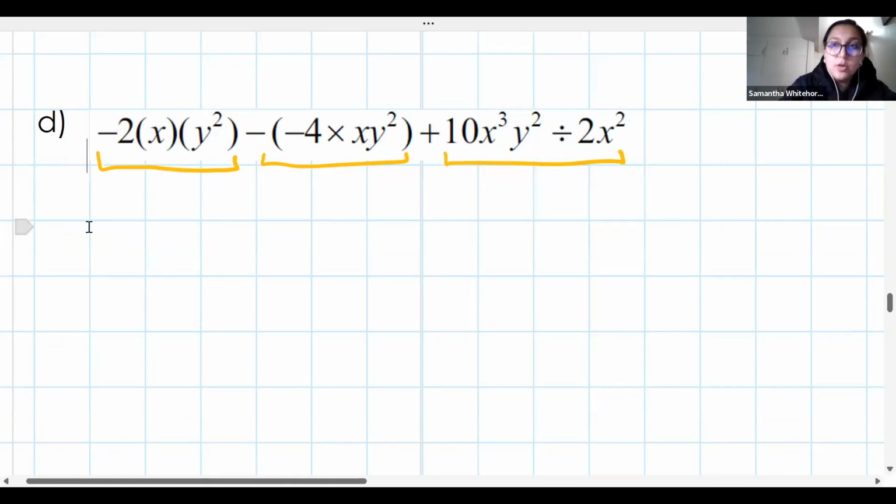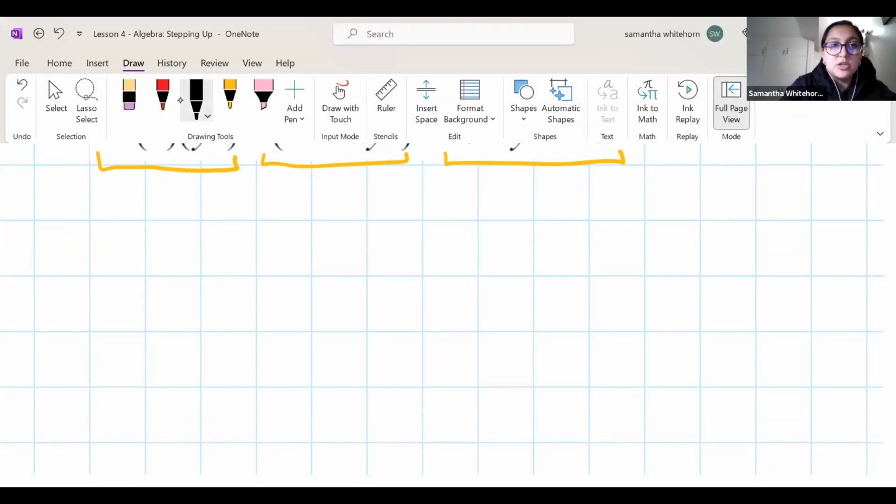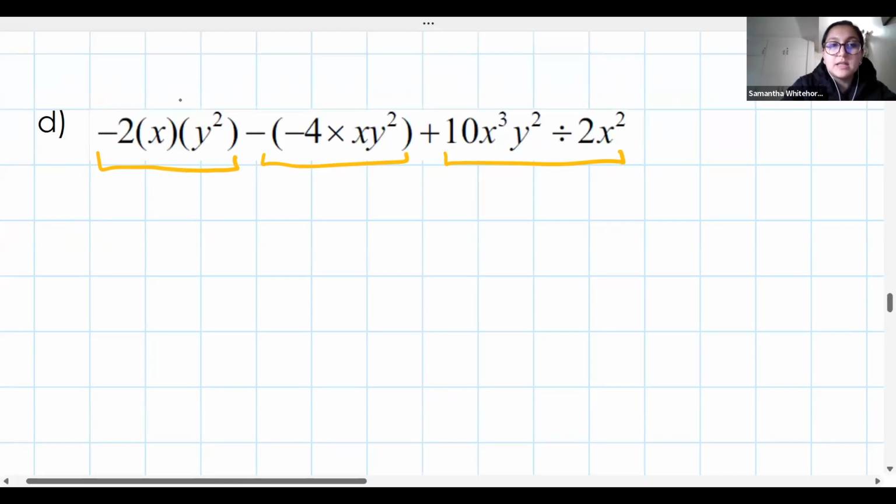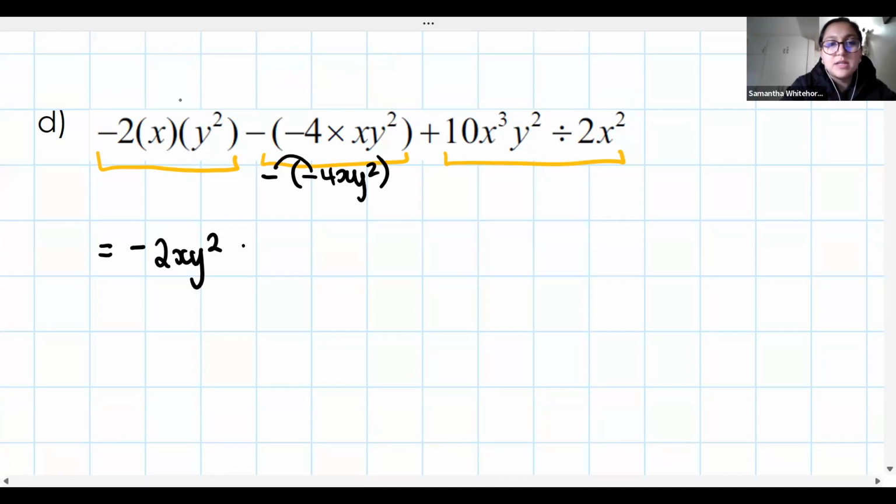Alrighty, so in term 1, you are just multiplying there. So you've got -2 times x times y squared. So that is just -2xy squared. Nothing too fancy going on there. In term 2, there's also nothing too fancy. If we first deal with the bracket, -4 times xy squared is -4xy squared. And then we still have that negative coefficient. So a negative times a negative is a positive 4xy squared.